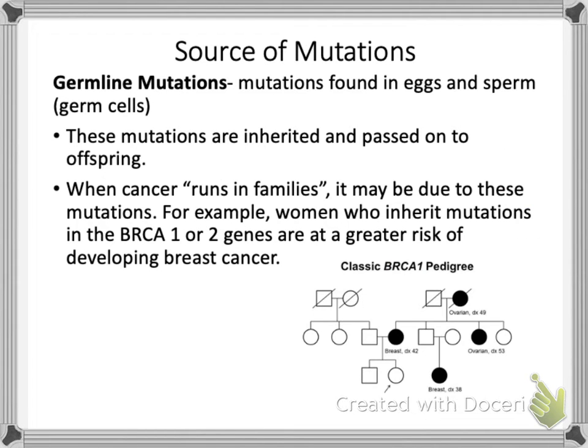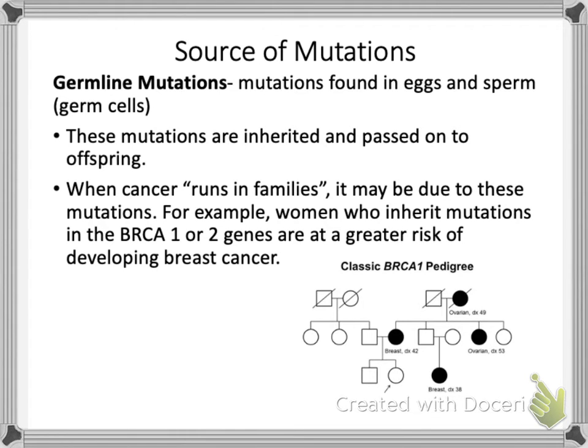Germline mutations, on the other hand, are found in eggs and sperm. We call those our germ cells. Those are cells in the ovaries and testes that divide by a special type of cell division called meiosis to make eggs and sperm. Because they're in the hereditary cells, these mutations are inherited and are passed on to the offspring. When cancer runs in families, it's due to these mutations.